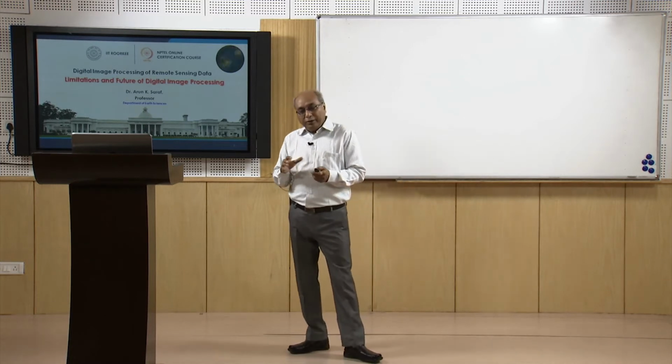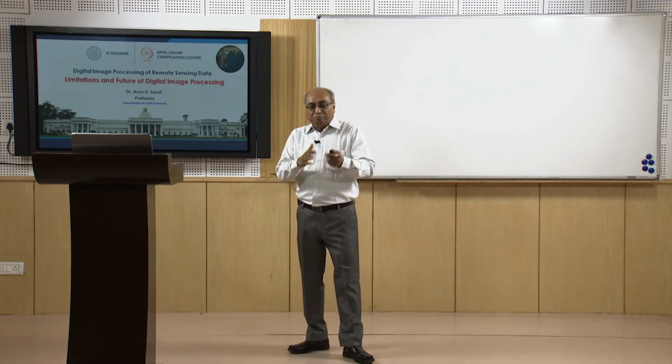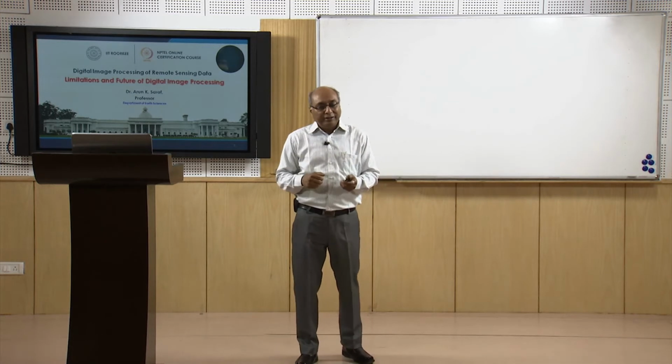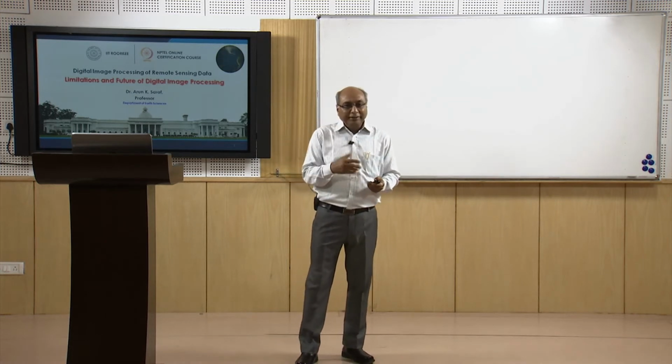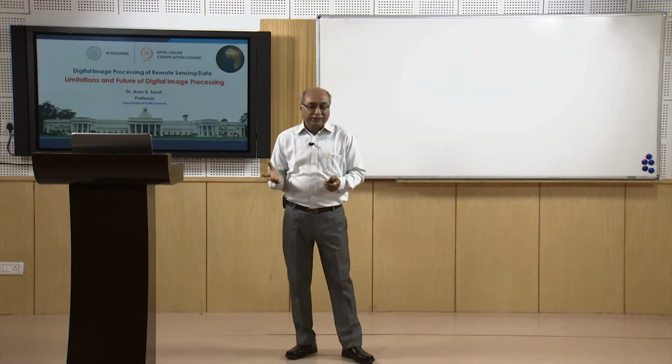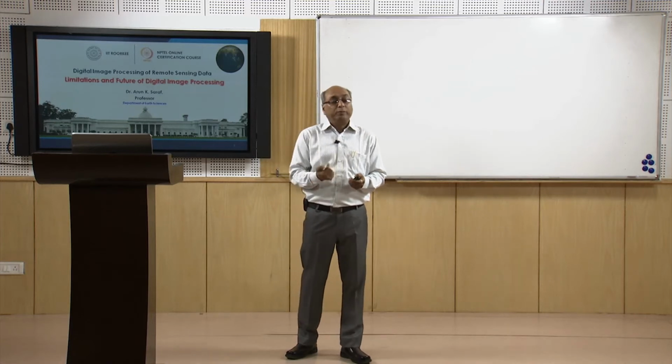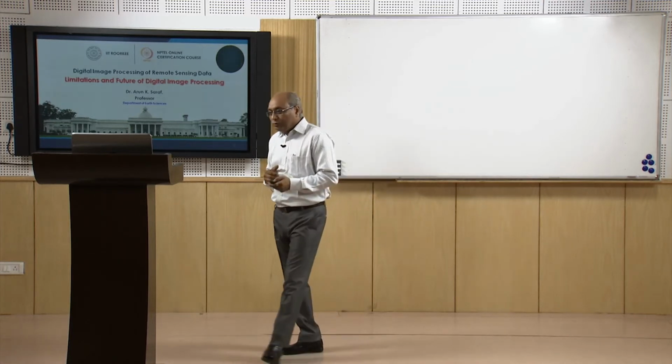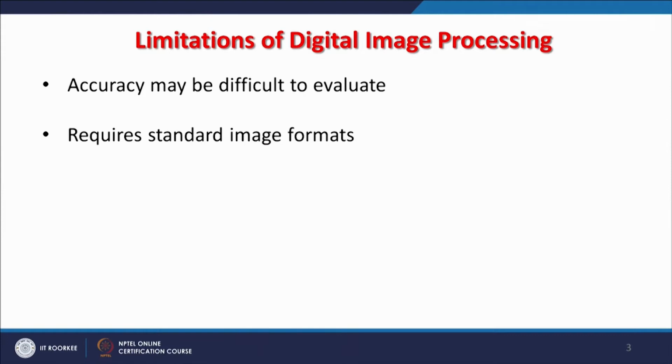So if it is a coarse resolution, then you might have an 80 meter spatial resolution image. Within 80 meters you don't know any differentiation. Everything is the same, just one pixel value. So accuracy issues are difficult to evaluate in case of remote sensing digital image processing.